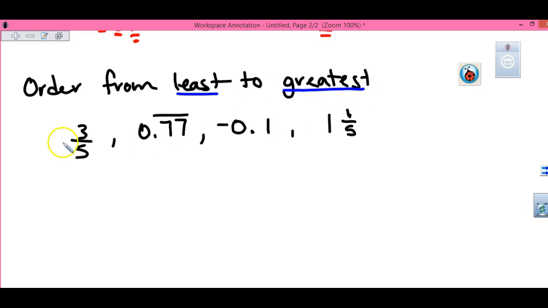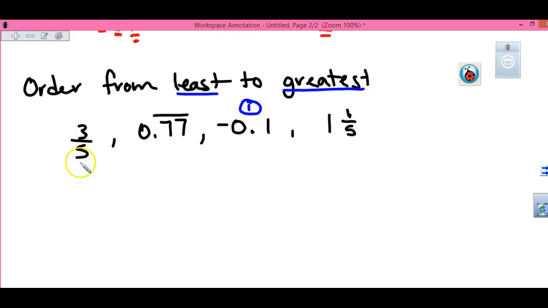If we have to order 3/5, repeating 0.77, negative 0.1, and 1 1/5 from least to greatest, by looking at these numbers without doing anything, can we find the smallest number? Yes. Which one? The negative. Okay, so this we know is going to be the smallest one, so I'm putting a 1 over it.